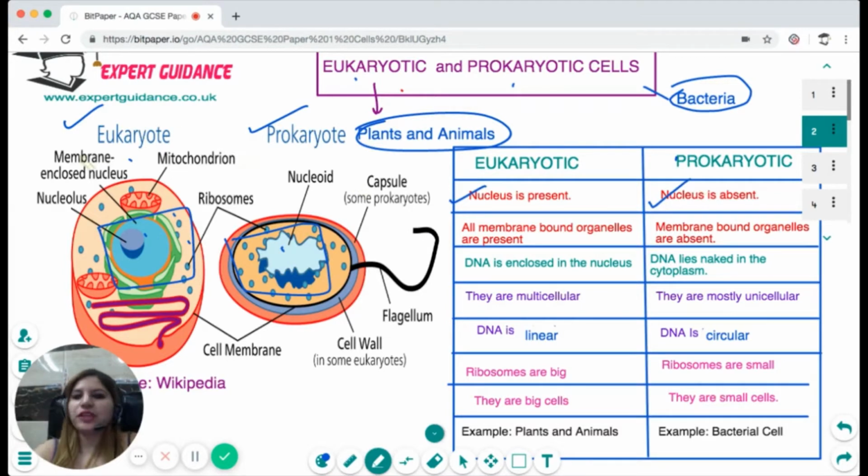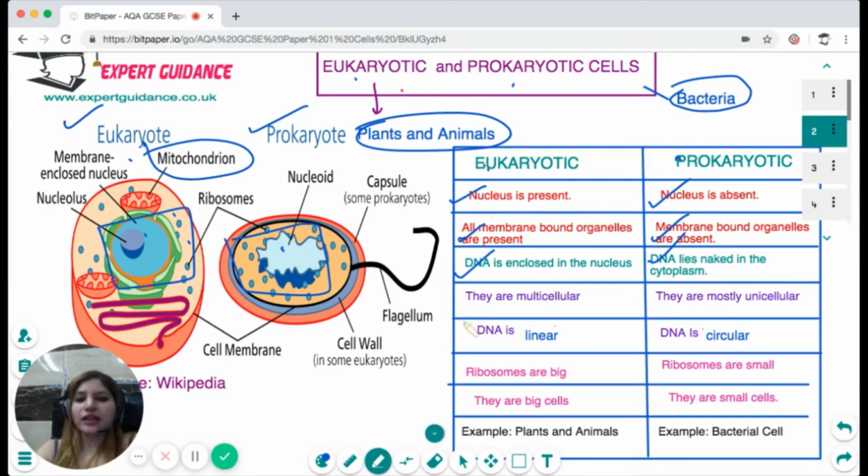Apart from the nucleus, eukaryotic cells have organelles which have a membrane around them. So all membrane-bound organelles are present in a eukaryote, for example mitochondria, but these membrane-bound organelles are absent from a prokaryotic cell. The next difference is that in the eukaryotic cell, the DNA is enclosed in the nucleus, but in a prokaryotic cell, it lies naked in the cytoplasm as it has no nucleus.